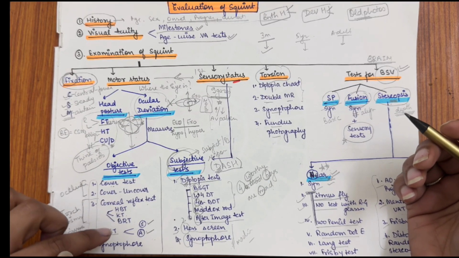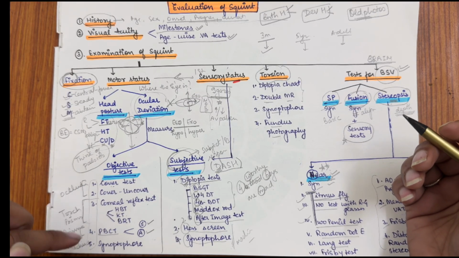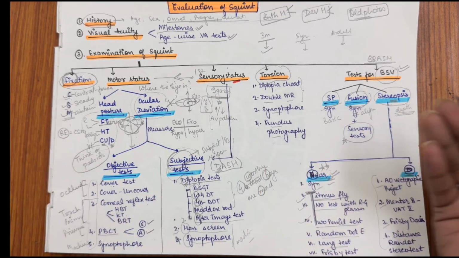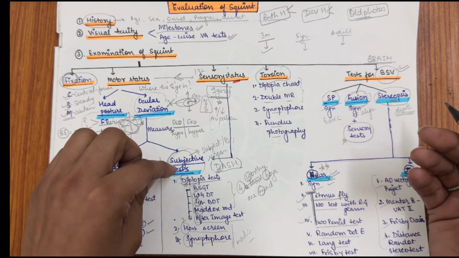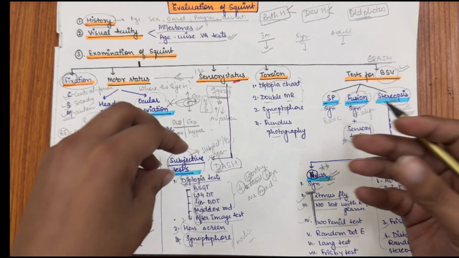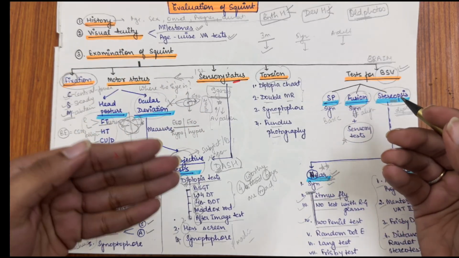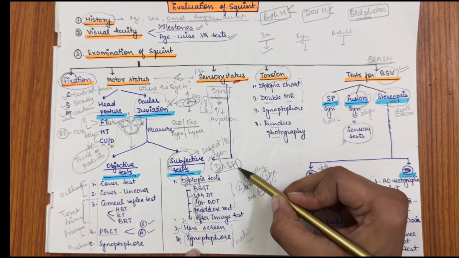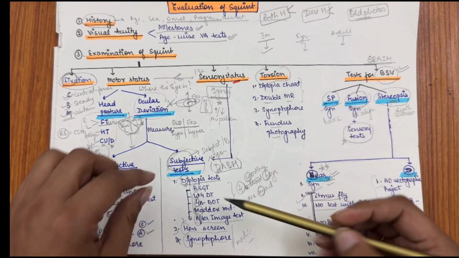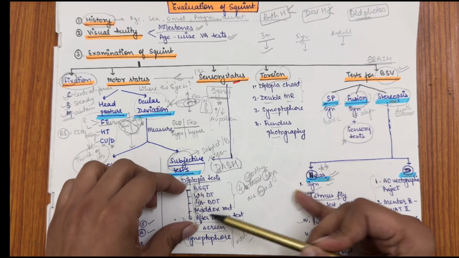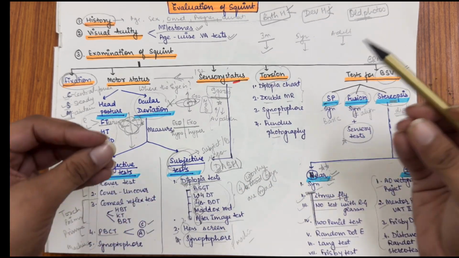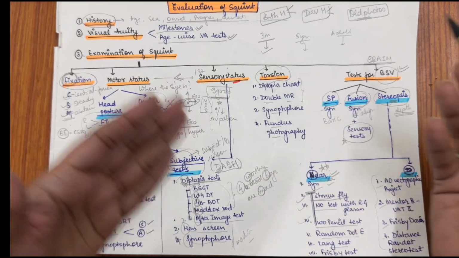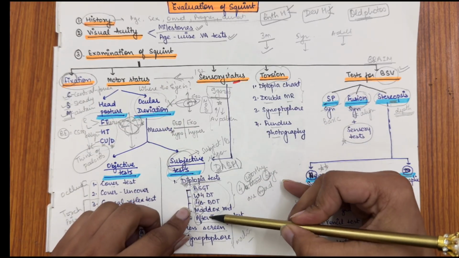So Krimsky's test, BRT, PBCT, and then comes the machine, synoptophore. Then sensory tests are mostly the subjective tests, right? That is diplopia, after image, synoptophore or Hess screen. Under diplopia, you remember these boys, mad boys, Worth's four-dot test. So remember all these tests.